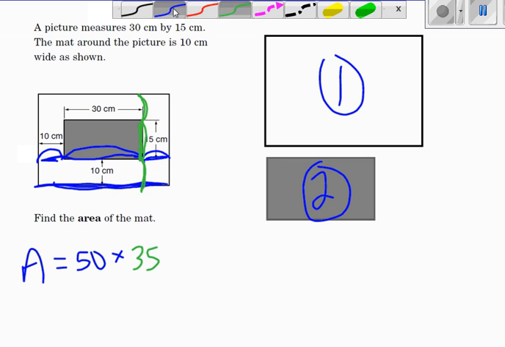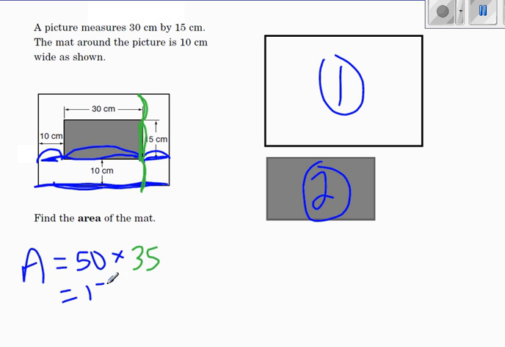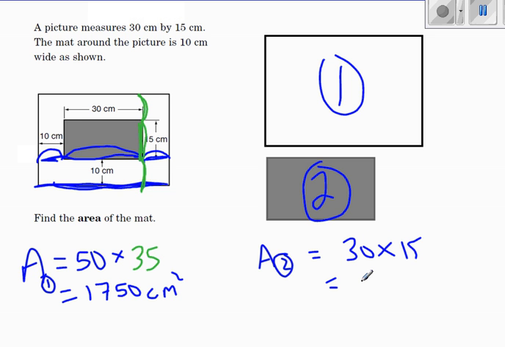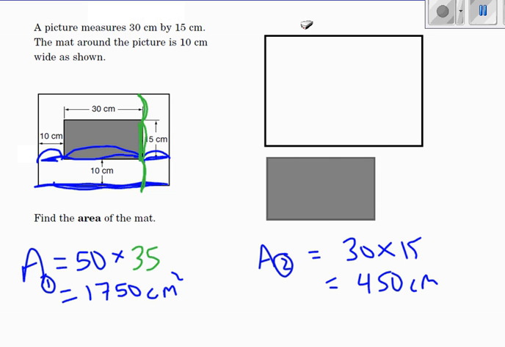So multiplying those together, we find that the area of the entire white rectangle is 50 times 35, which is 1,750 centimeters squared. And that's the area of the first rectangle. Now the second rectangle, the part that we're going to cut away, is represented by the gray picture, and we were told from the very beginning that that was 30 by 15, and 30 times 15 is an area of 450 centimeters squared.